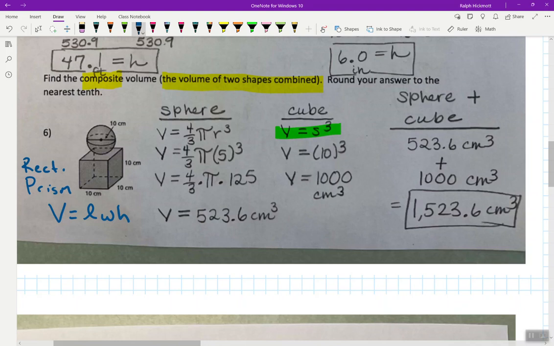As you're looking through this, the work is pretty straightforward. You use the sphere formula and the cube formula, but in a composite, because they're combined, you're going to add them together, and you can see that solution over on the side. Use 3.14 generally for pi, and you should get very similar answers to what is shown up there. And once again, don't forget your units, which are centimeters cubed.